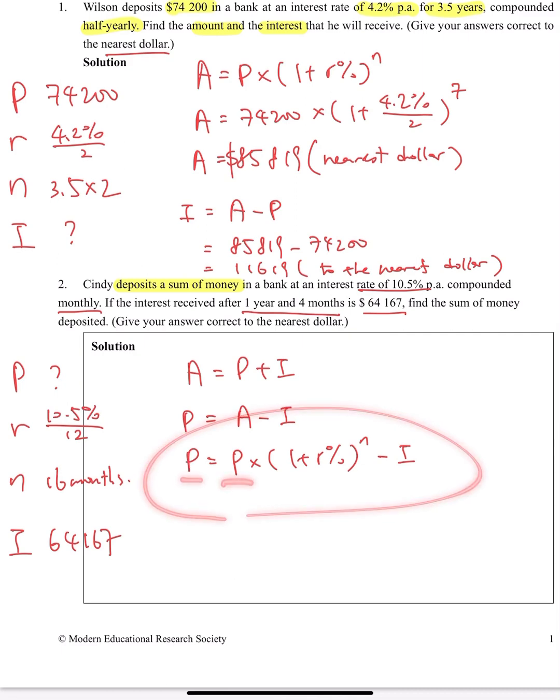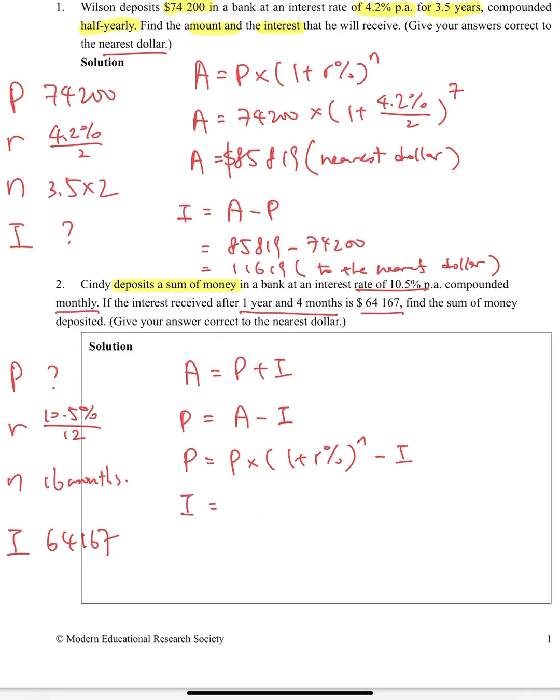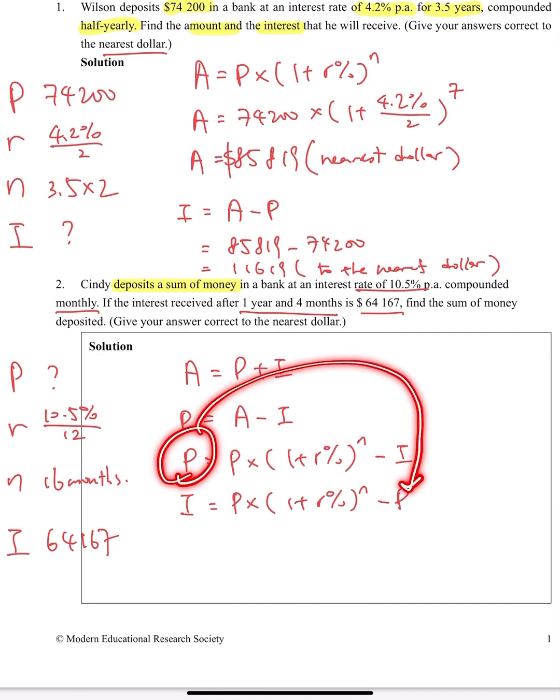P is something that we want to find, so we need to put P on the same side to make it the subject. So we have the interest is equal to P times (1 plus r%) to the power of n, minus P. So you move this minus I to the left hand side, it becomes positive. You move this P to the left hand side, it becomes negative.